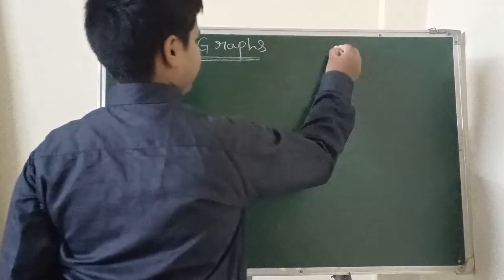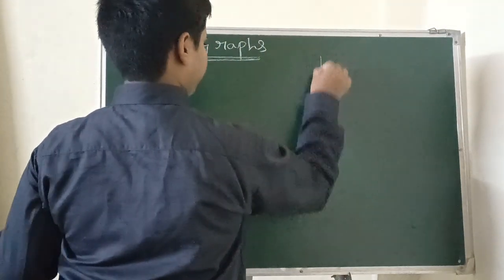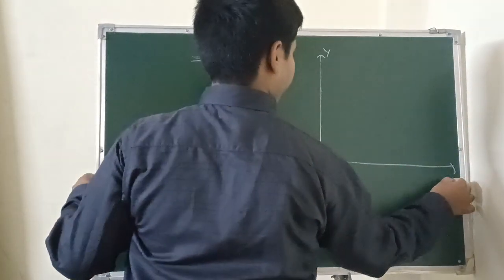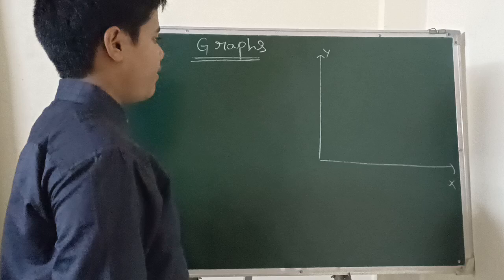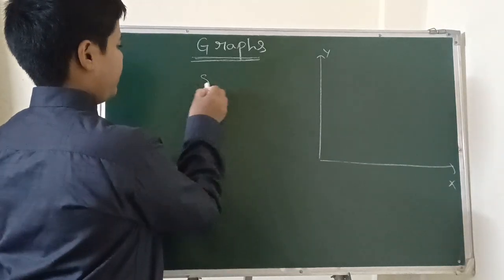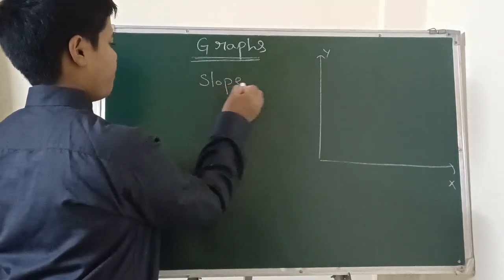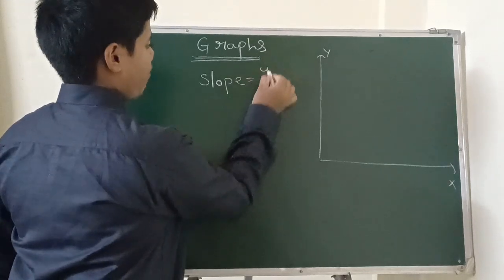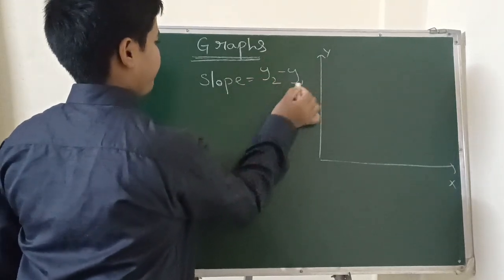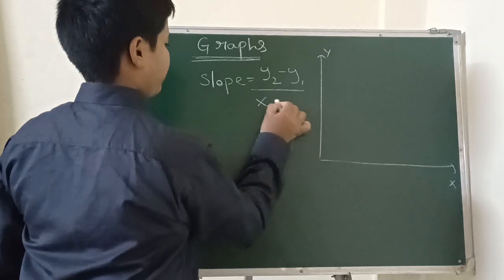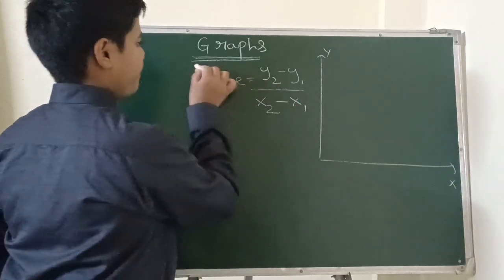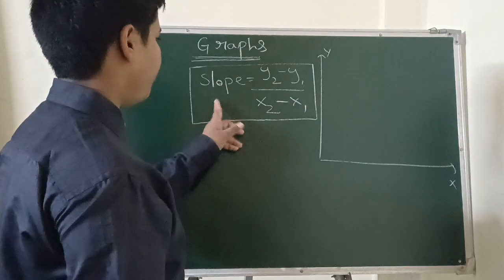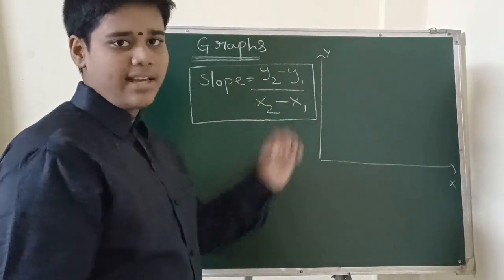So if we see this graph, we already learnt about the slope. What is slope? y2 minus y1 by x2 minus x1. Okay. y2 minus y1 by x2 minus x1.